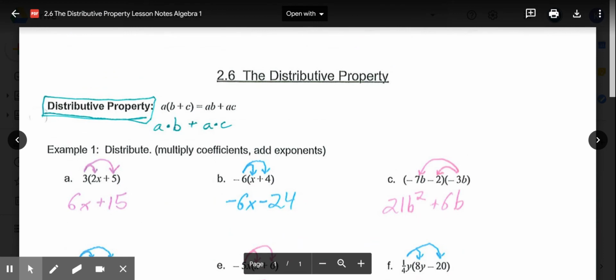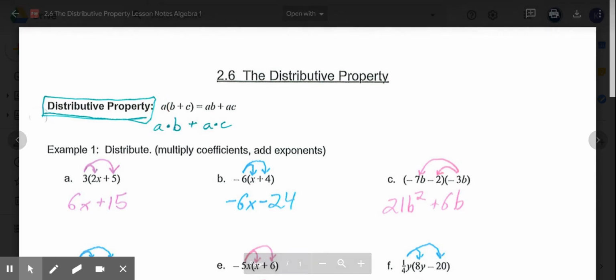So the key to this whole lesson comes back to using and understanding the distributive property, where you multiply what's outside the parentheses by each part of the inside.